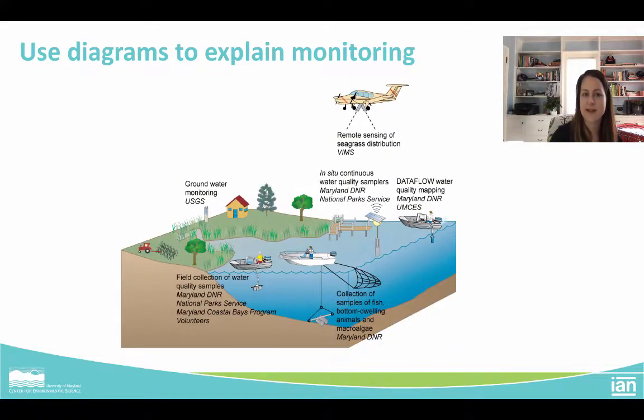You can also use diagrams to explain monitoring. This is a diagram showing all of the different groups doing monitoring throughout the Chesapeake Bay watershed. And those can often be things that are hard to describe in text or quantify. And this is a really easy way to show different ways of monitoring and where it's all happening in a watershed.